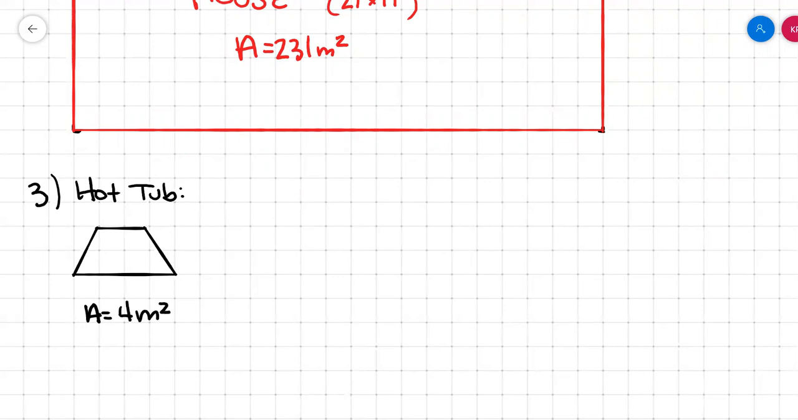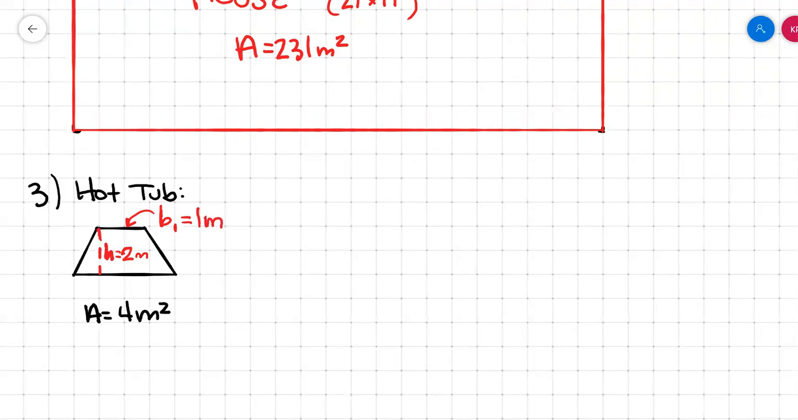It also tells us that the height of our trapezoid, so h, is 2 meters, not squared, just 2 meters. And the smaller base, which is the top, which we're going to say B1, is 1 meter. Okay, what I forgot to put on there is the formula.